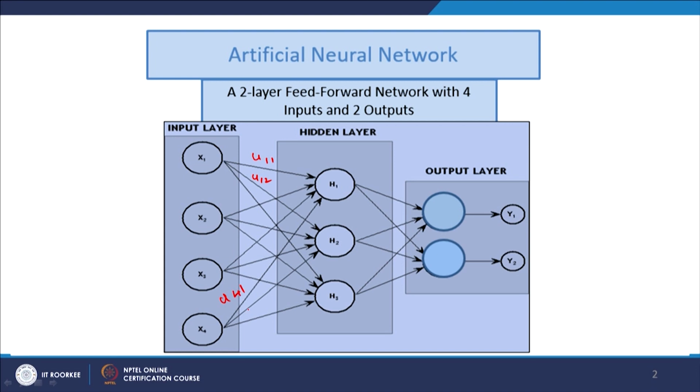Similarly, the first hidden neuron is connected with the first output by the weight v11, and then it is v12 with the second output. In this manner they are connected.